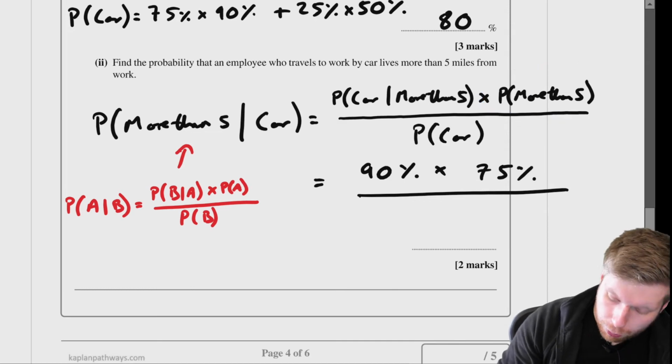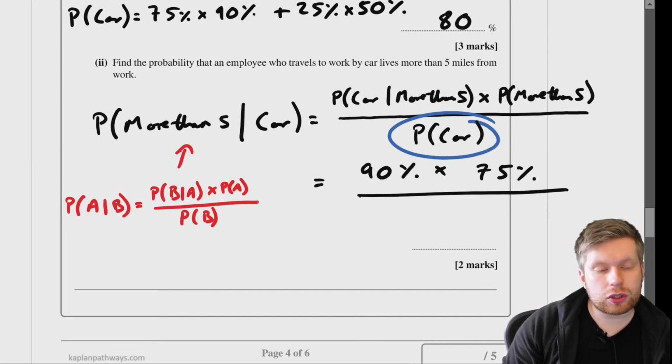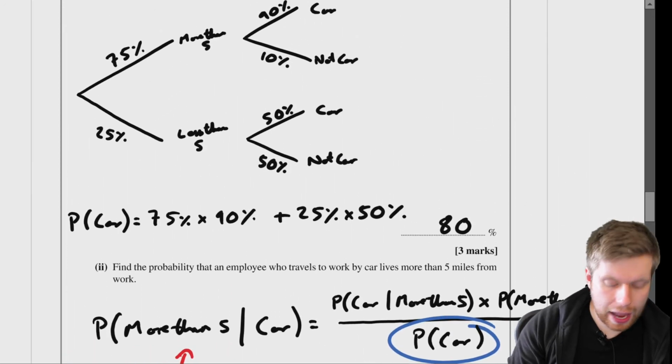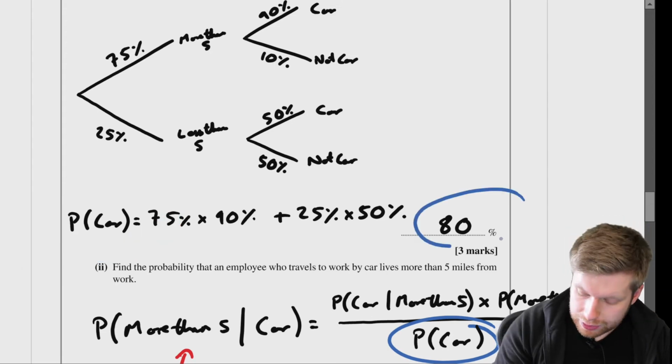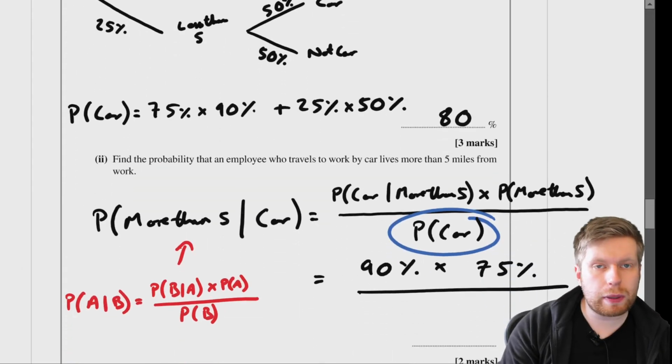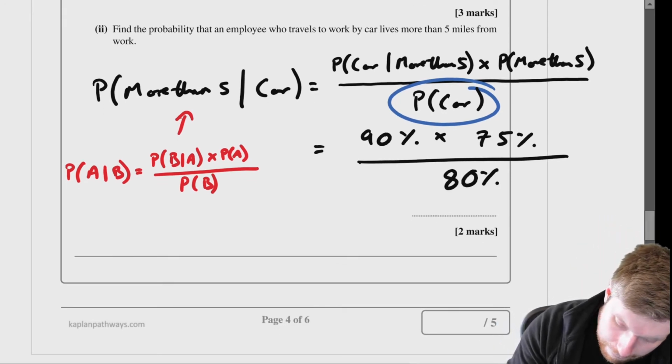Then we're going to divide that by the probability that they travel to work by car. Well, didn't we just find that in the last question? In the last question we found the proportion of people travelling to work by car. That was 80%. So there's an 80% chance that you'll pick somebody at random who travels to work by car. So it's going to be 80% there.